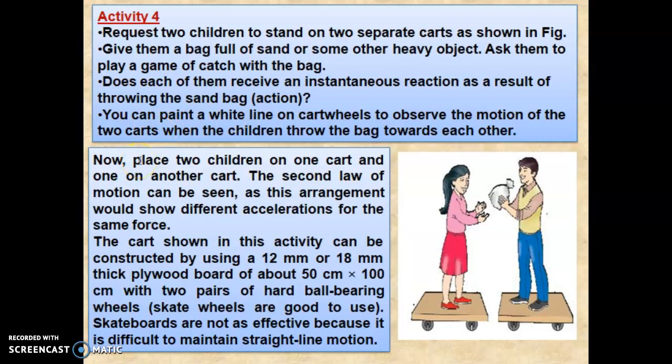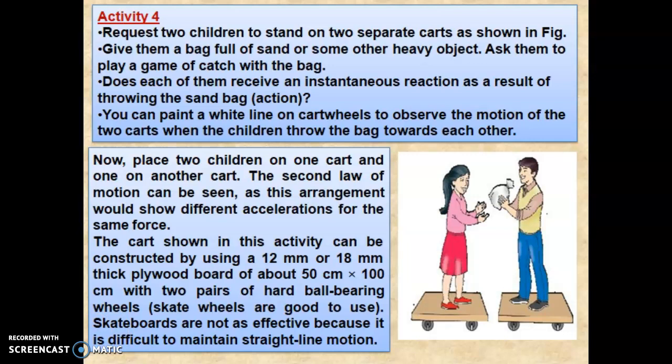Now place two children on one cart and one on the other cart. The second law of motion can be seen, as this arrangement would show different accelerations for the same force. The carts in this activity can be constructed by using 22 mm or 18 mm thick plywood board of about 50 to 100 centimeters with two pairs of hard ball bearing wheels. Skateboards are not sufficient because it is very difficult to maintain straight-line motion.